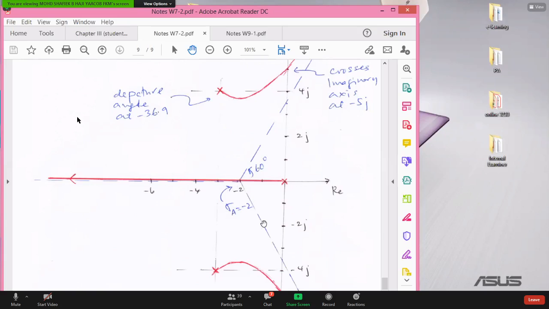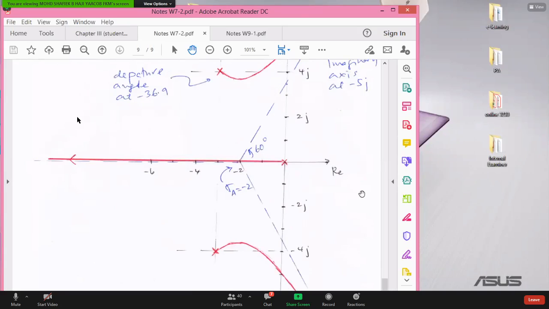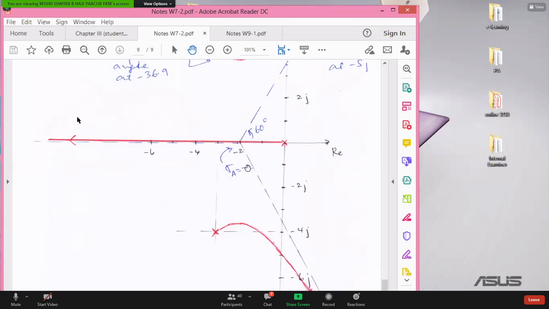So we have computed the asymptote lines to go through -2. The first line is at 60 degrees, and this blue line here is the first asymptote line. And then another line at 180, going all the way to the left. And then they are symmetrical about the real axis. And this is your third, going down at an angle of 300 degrees all the way down. So that is your asymptote lines, 3 asymptote lines.